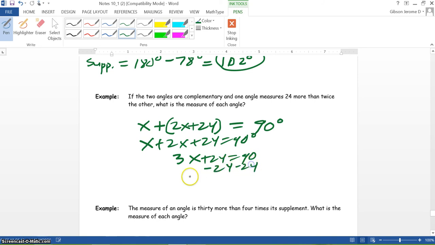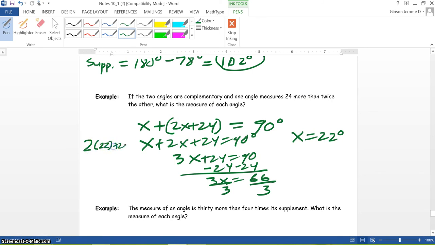We'll subtract 24 on both sides, and 3X is equal to 66. We divide each side by 3, and X is 22. Now 22 is one of the answers. But remember, we have to find the other angle. So we will put in 22 for X. I'll write this over to the side: 2 times 22 plus 24. This will give us 44 plus 24, which will give us 68. So then that means that our other answer would be 68 degrees. These are the two angles.